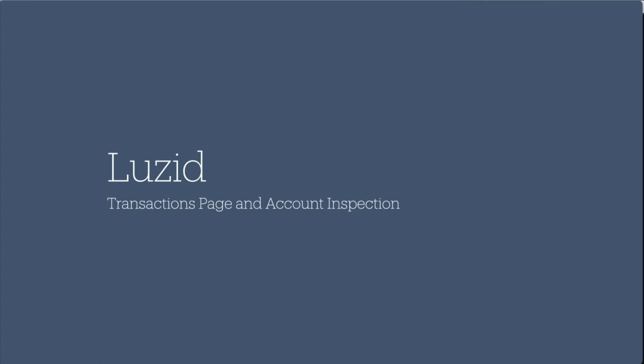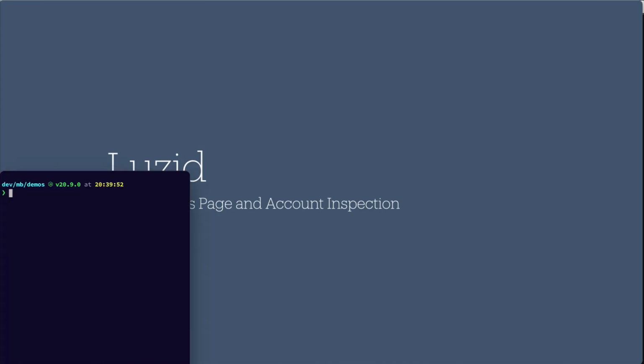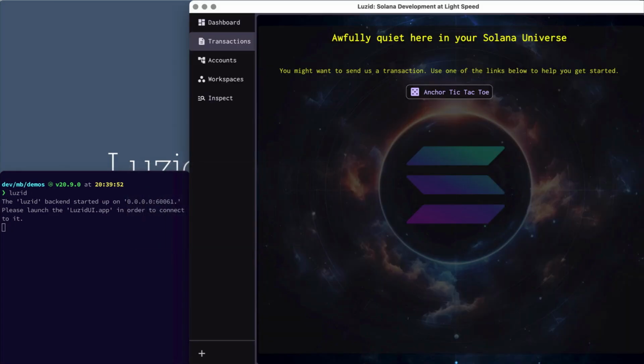In this video, we're going to look at the transaction page and also how to inspect account states and cycle through the history of those account states and link them back to transactions that are responsible for changing those states. First, let's launch the Luzid as usual. We launch it over here in the terminal and we go to our UI.